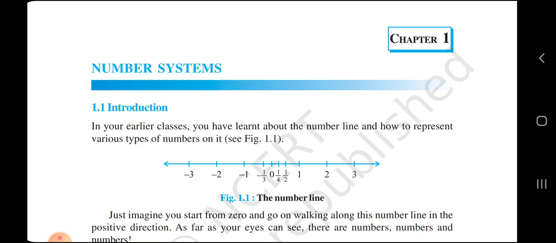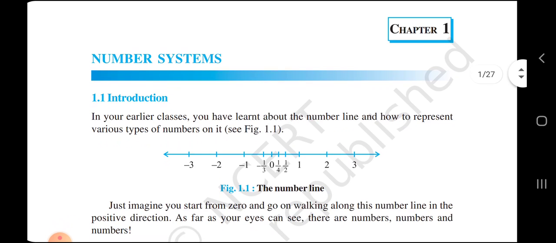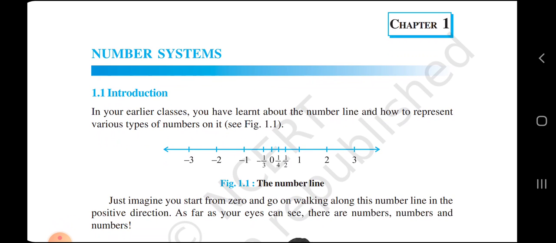Third example, find 5 rational numbers between 3 upon 5 and 4 upon 5. So in this example, we write 3 upon 5 as 0.6 and 4 upon 5 is equal to 0.8. We write them in decimal form. Then we find the rational numbers between these two rational numbers. Next, question number 4.